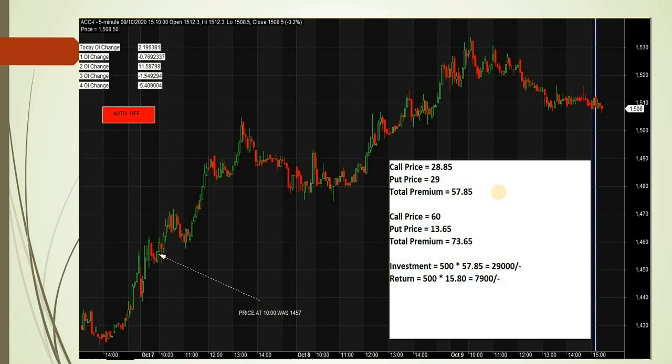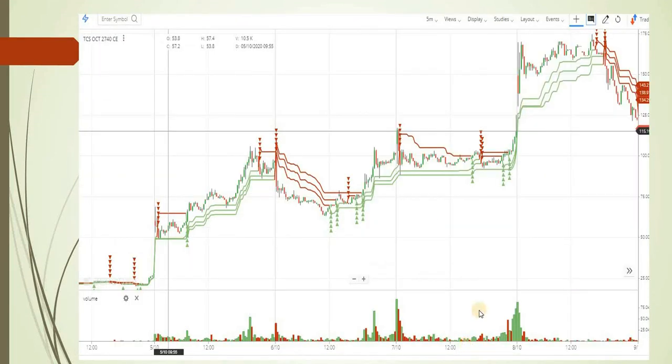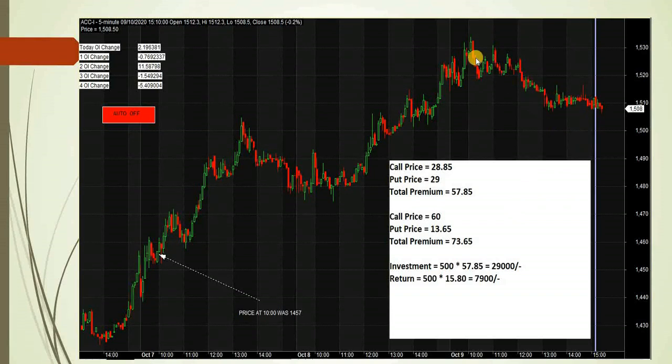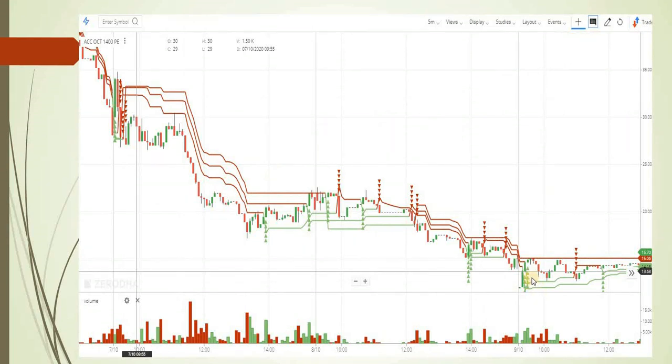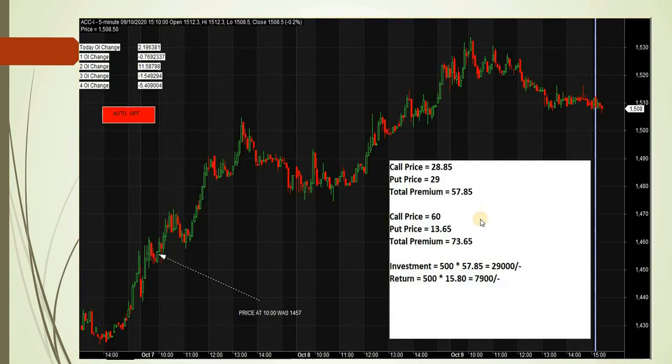1457 into 105%, calculated on the higher side, comes to 1530. On 9th of October at around 9:50, it gave a close of about 1530. So our target is reached in terms of price. Now we will check in options how it performed on 9th of October at 9:50. The price of call at around 9:50 is about 60, and the price of put on 9th of October is around 13.65, which I put here.